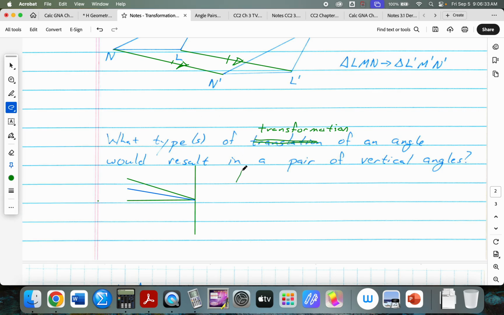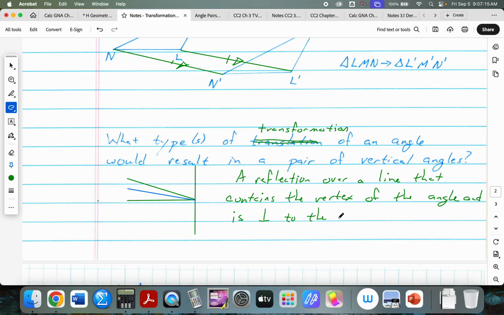So a reflection over a line that contains the vertex of the angle and is perpendicular, and that's the symbol for perpendicular, to the angle's bisector. It would have to be all of those things.